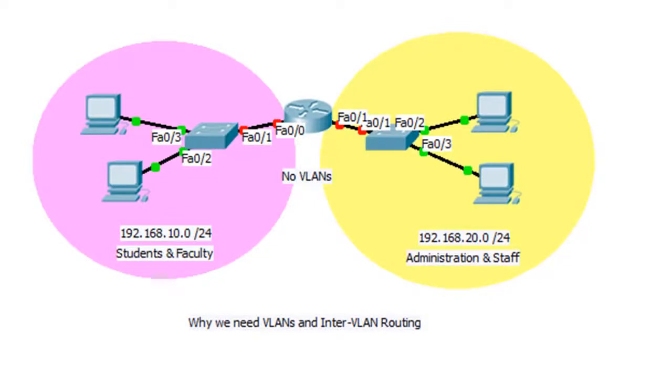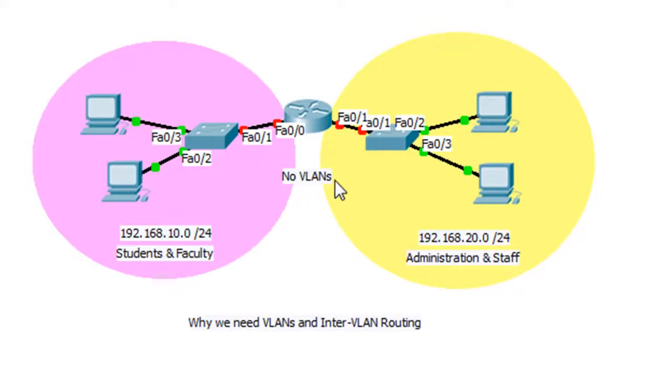Okay, this is going to be a video tutorial about inter-VLAN routing and also why we need VLANs. So first of all, we need routing when we have more than one network. In this scenario right here, we've got a router and we have two networks. There's the network on the left and the network on the right. And each network is attached to the router on an interface, right?